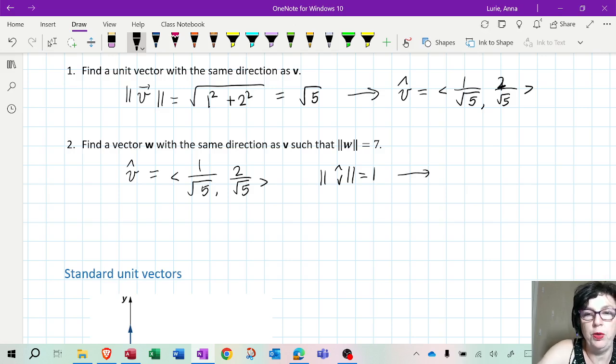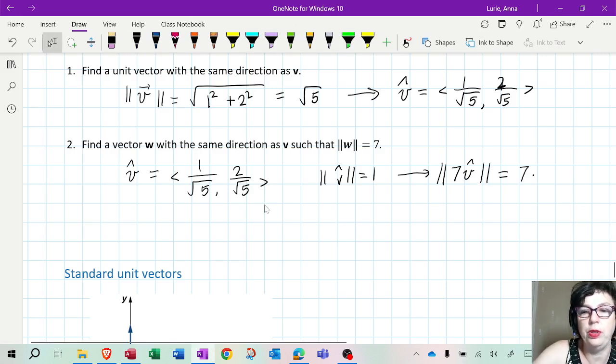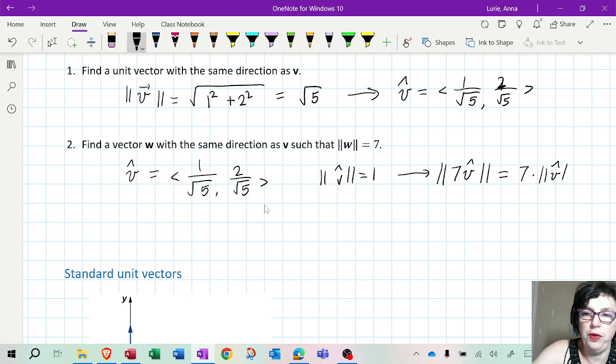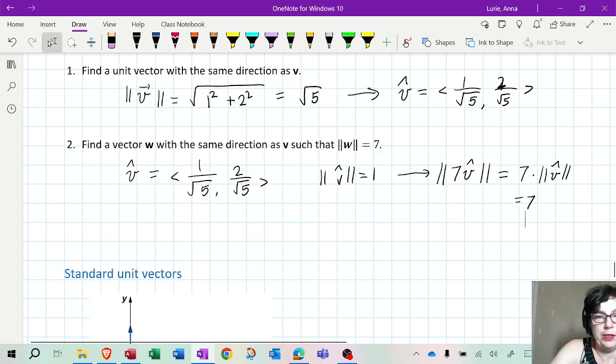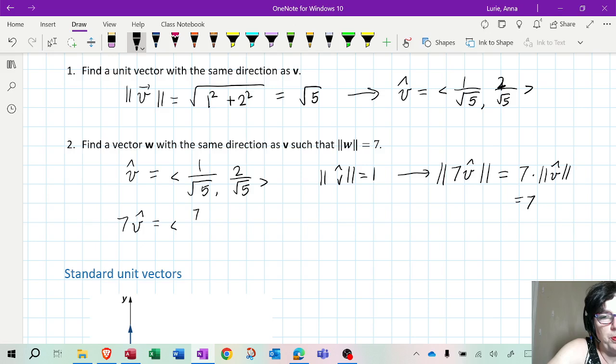Well, maybe you can guess that all you have to do is multiply it by 7. Because for the new vector 7v, if you take the magnitude, there is a rule that says you can just take out the 7, since it's a constant, and that's just going to be 7 times the magnitude of v with the hat, which is 1. So the new vector will have a length of 7. So all I have to do is multiply each component by 7.